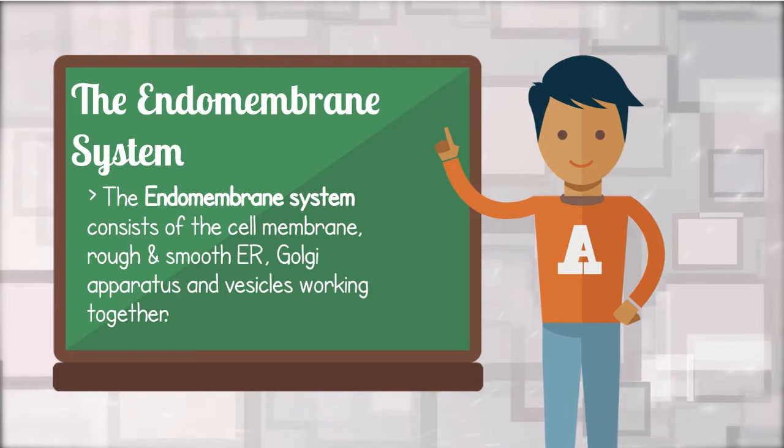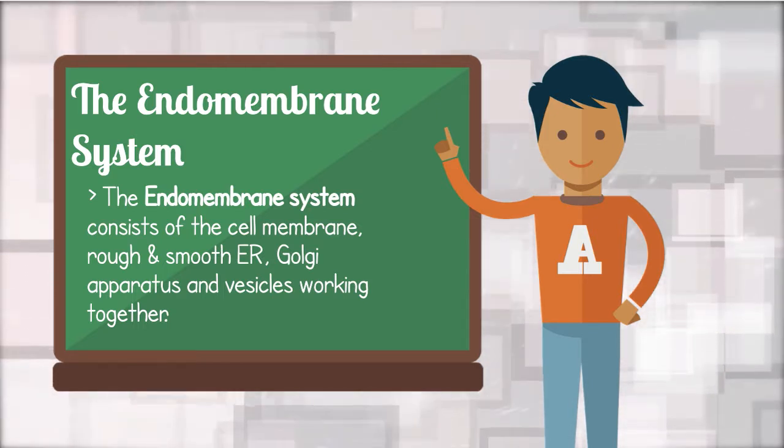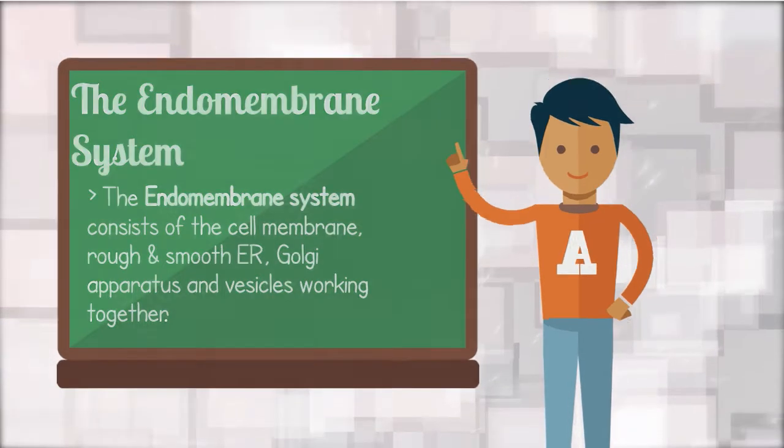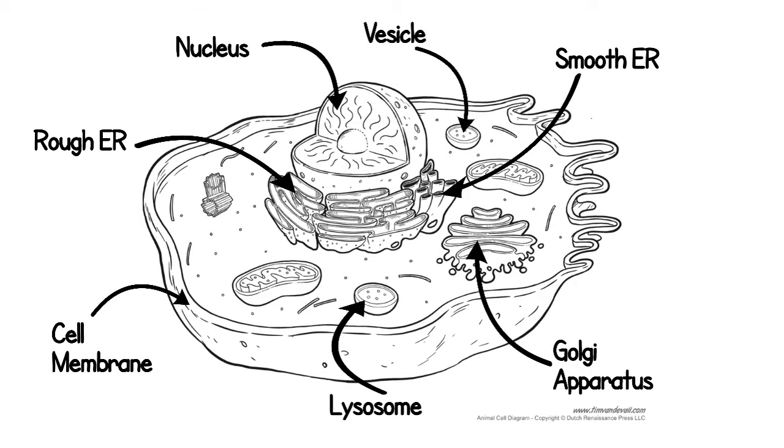The endomembrane system is a group of membranes and organelles that modify, package and transport molecules in and out of the cell. Here we can see the components. This does not include mitochondria or peroxisomes.